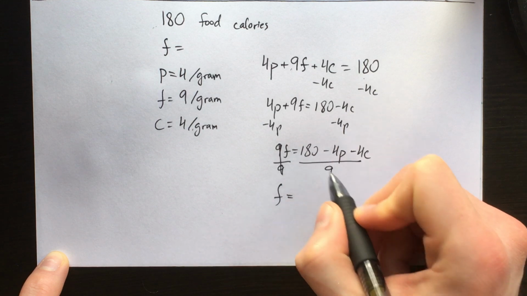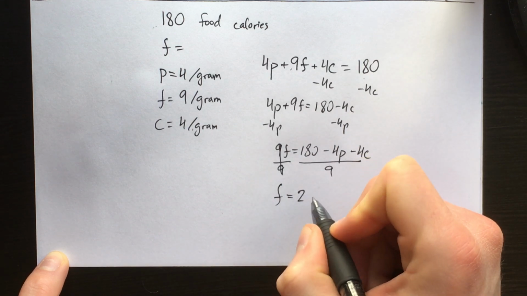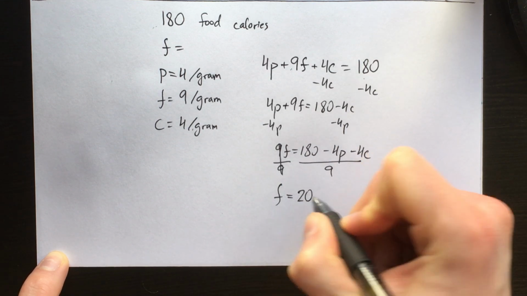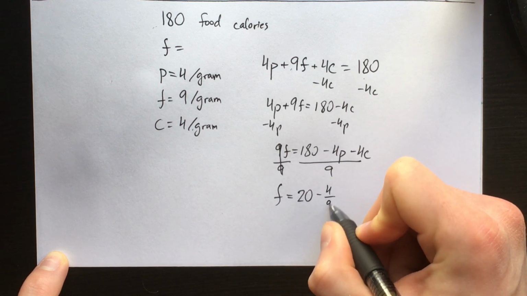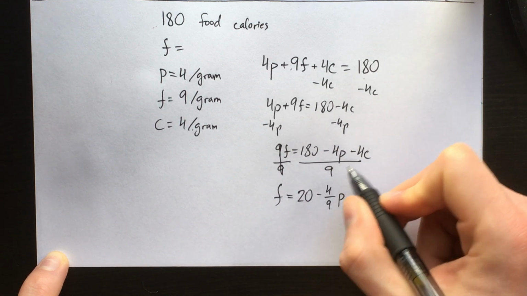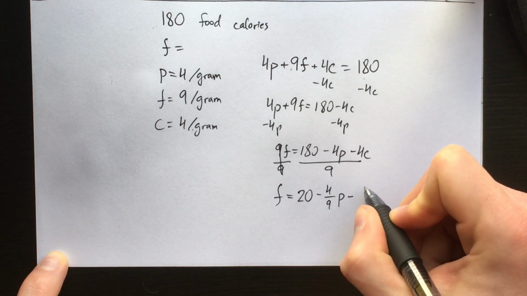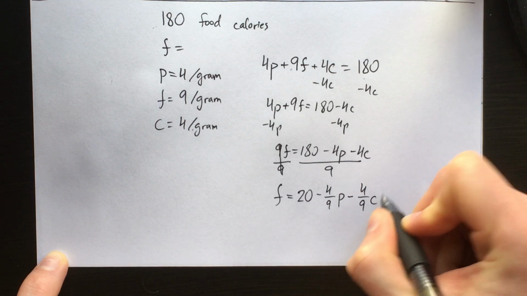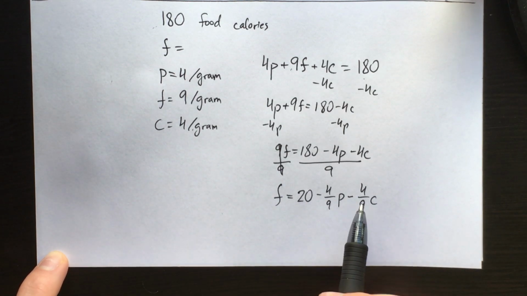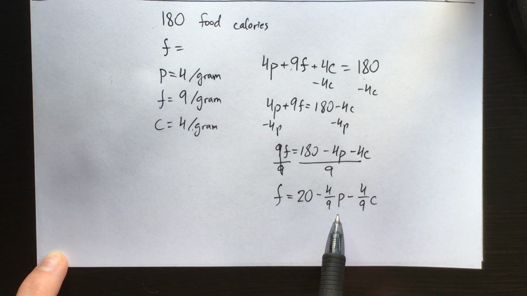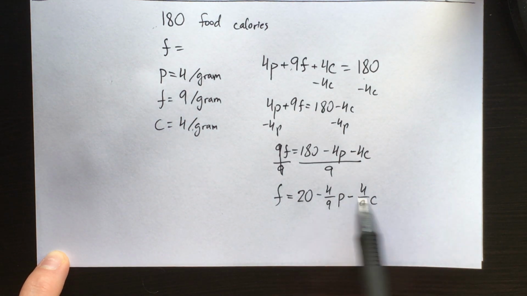And now 180 divided by 9 is just 20. Now we do negative 4P over 9, so that's negative 4/9 P. And then negative 4C over 9, that's just negative 4/9 C. And we look at the answers and we actually don't see anything like this, but what we can do, and what's sort of hinted by looking at A, B, and C, is that we can actually just factor this negative 4/9 out.